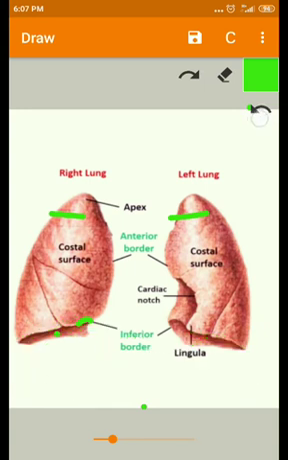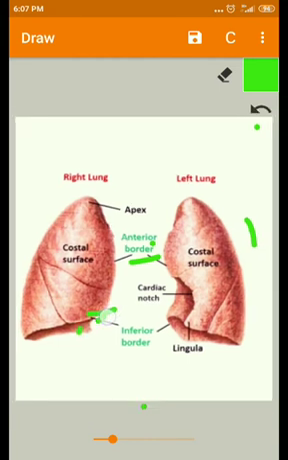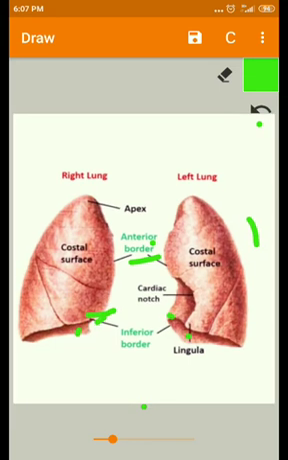Now we are going to see the borders. How many borders have I told? Each lung has three borders. One is the anterior border, another one is the posterior border, which we can see here, and another border is the inferior border. So this is the inferior border. Now we will see them one by one.